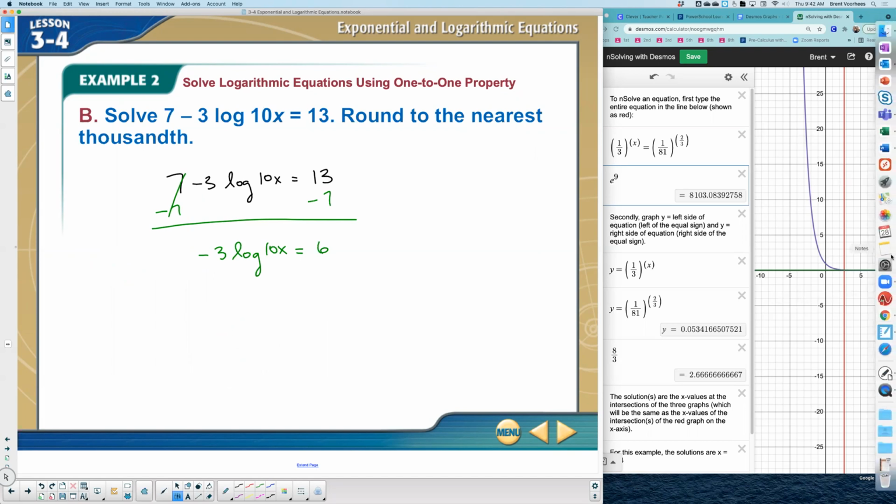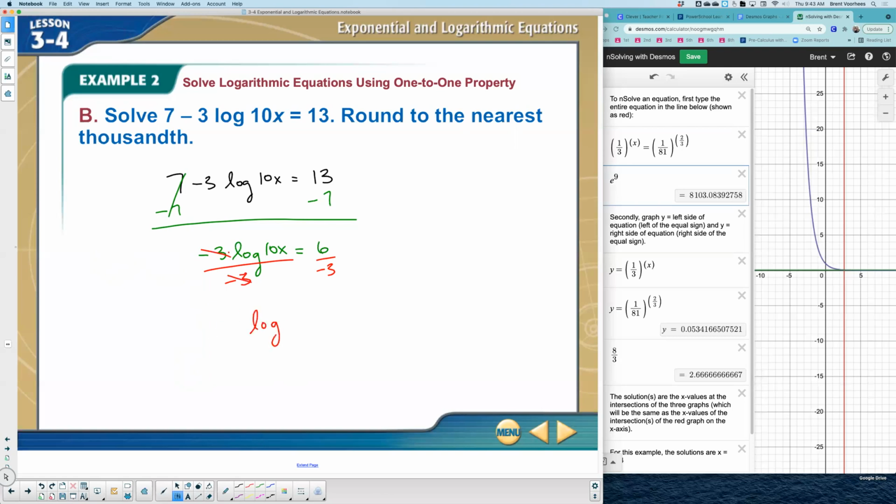Now what? Can you add 3? Can I add 3? No. What's the -3 doing to the log? It's multiplying. What's the opposite of multiplication? Division. So if you're ever stumped on that, just ask yourself, what is that number doing right now? Is it adding, multiplying, subtracting, dividing? And then you just do the opposite of what you see. So these will simplify the -3s. So I'm now left with log of 10x equals -2. So I have isolated the logarithm.